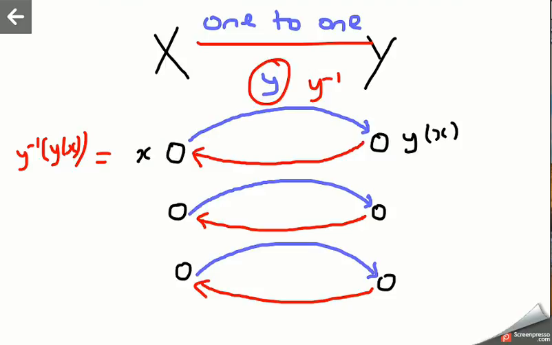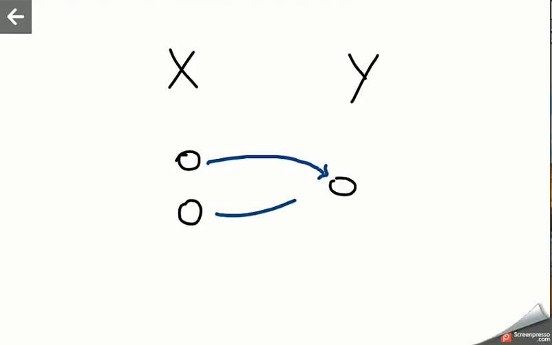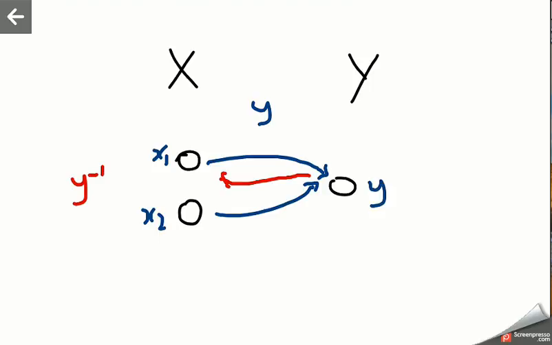Otherwise, suppose now that y is not 1 to 1. Here's x, here's y. And suppose, for example, these 2 points are both sent to the same output by little y. Where is y inverse supposed to go? Suppose this one is x1, this one is x2, and then this is the point y of x1, which is equal to y of x2.